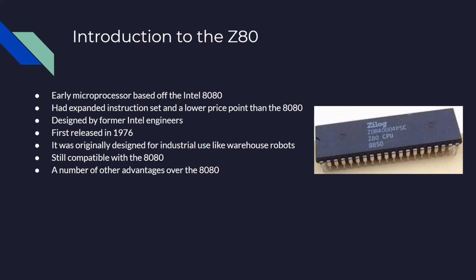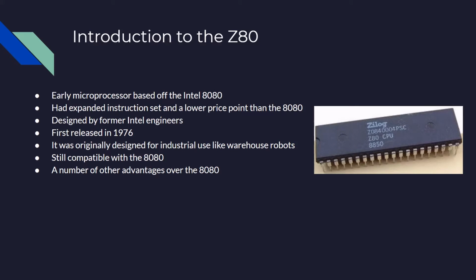Okay, so the Zilog 80, better known as the Z80, was an early microprocessor based off of the Intel 880. However, it had a number of advantages, such as an expanded instruction set and a lower price point than the 880. In fact, the reason that it was so similar was because it was designed by former Intel engineers who actually worked on the 880 while at Intel.